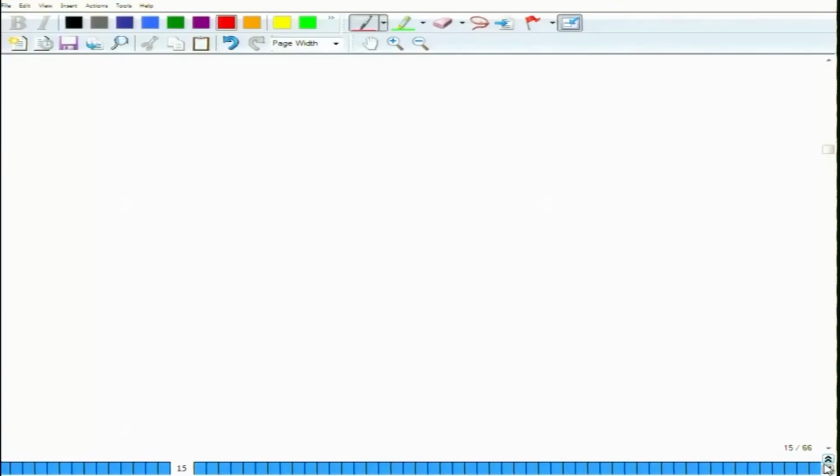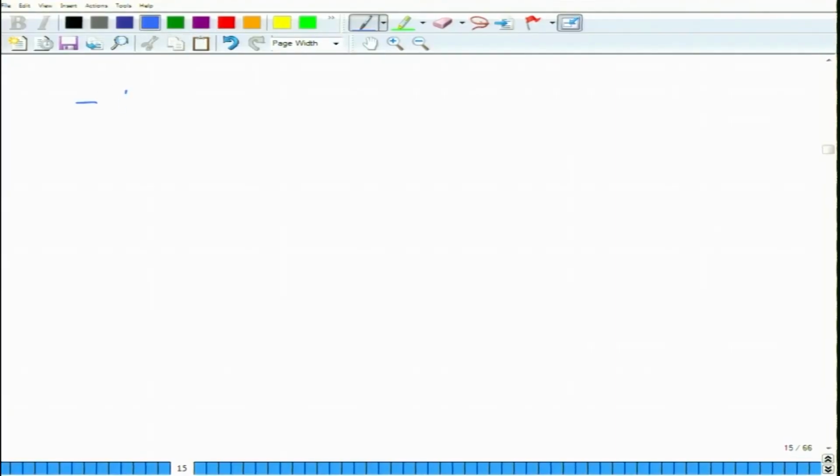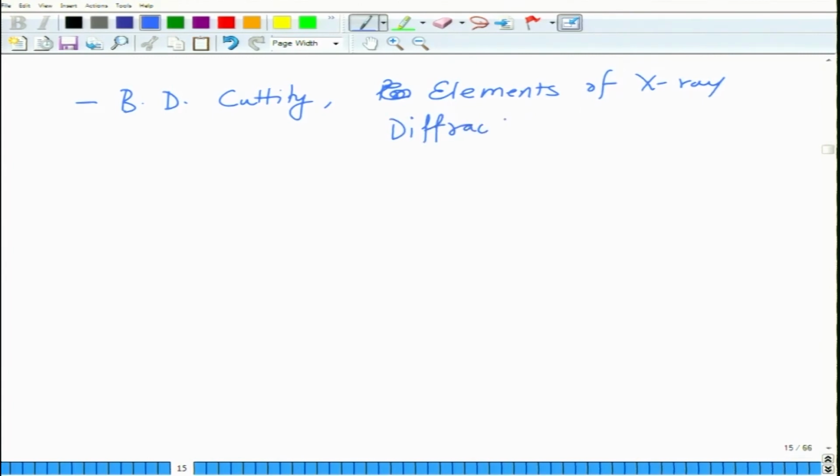And one can also do analysis of phases in the X-ray diffraction pattern. One can also determine texture and other things, which I probably will not be able to complete in this course. If you are interested to know more about the details of X-ray diffraction, I would recommend that you go through B.D. Cullity, Elements of X-ray Diffraction. It is a very good book for beginners. You can do all the reading there for understanding the advanced use of X-ray diffraction.